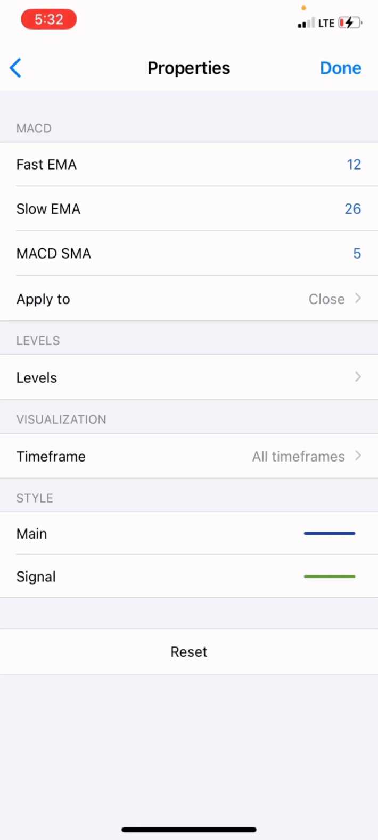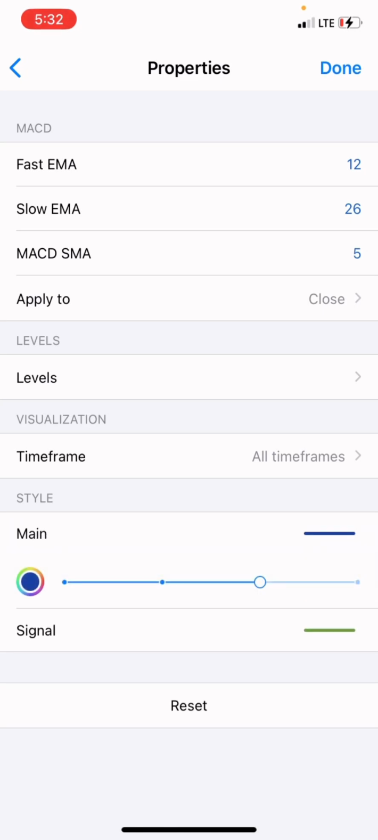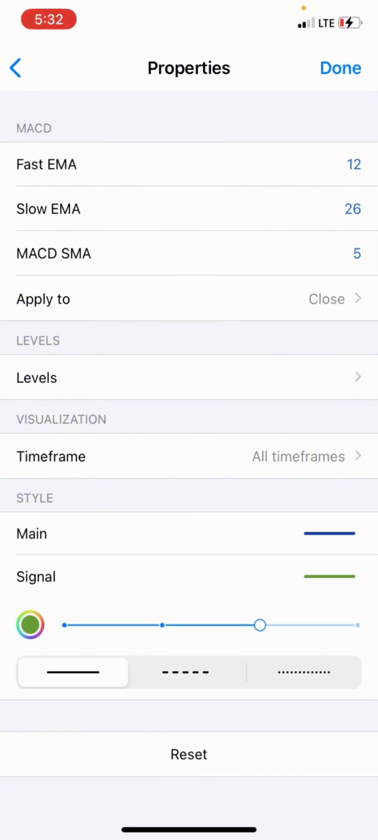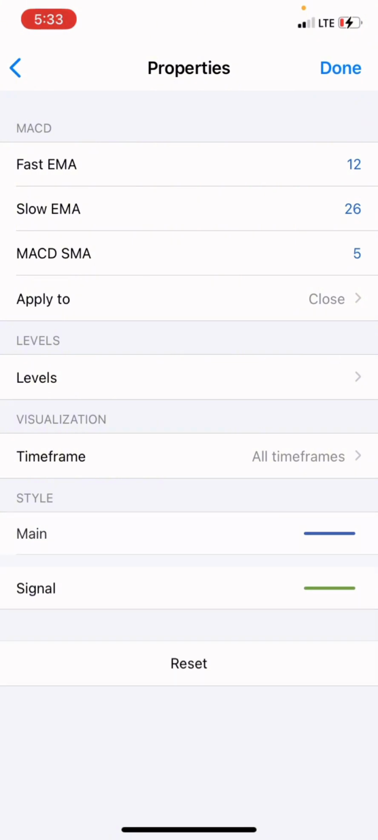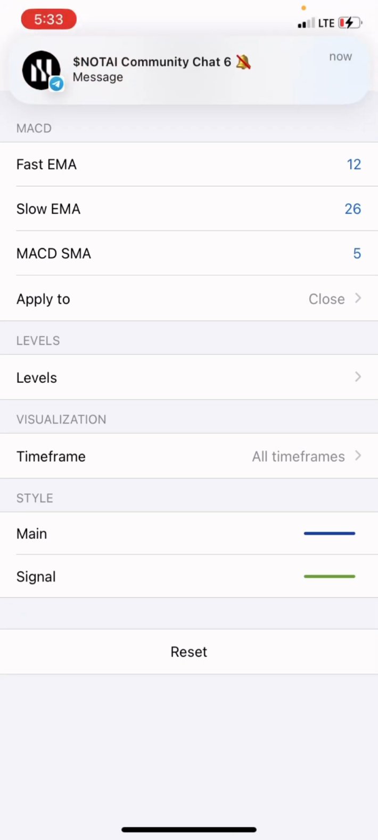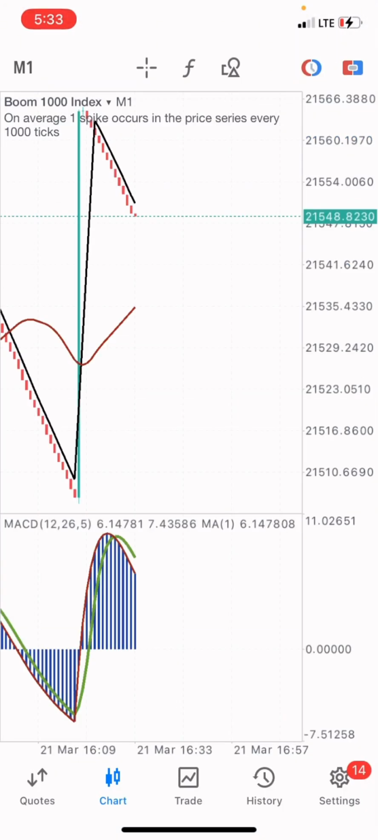And for styling, main should be whatever color that will be visible on your chart. I'm using blue in my case, and signal should be whatever color you desire, but should also pop on your charts. I'm using green, so you can see I have my own setup, blue and green. And for the pixels, I'm using 3 pixels here, 3 pixels here. So click done when you're done with that, and your setup is almost done.